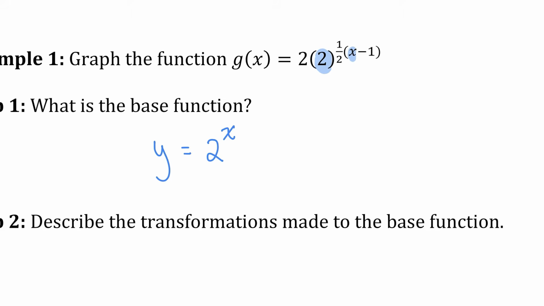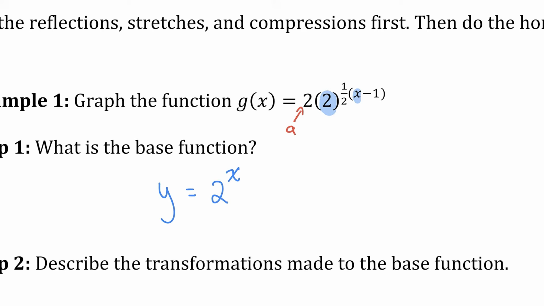That's our base function. And then we are going to figure out what transformations are happening to that 2 to the power of x function. There's a number being multiplied in front of the power. We usually call that an a parameter. In the exponent, we have a value being multiplied by x, that's k. And we also have a value being subtracted from x, that's d.